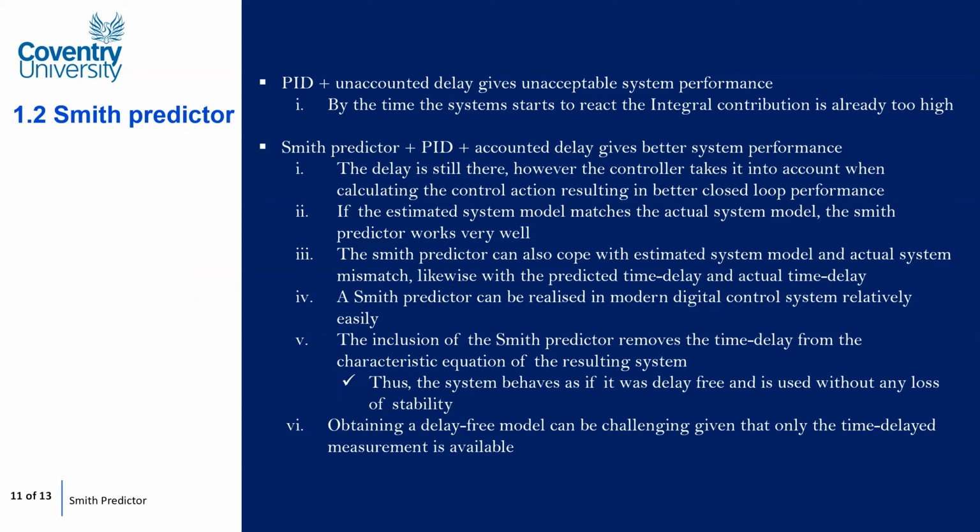So I hope that's given you an initial insight into the Smith predictor. When you've got a PID and you've got an unaccounted delay, you can get unacceptable system performance. Like I said, by the time the system starts to react, the integral contribution is already too high, and you can end up, as you saw in the initial graph, with quite a lot of oscillation on the system response. If you introduce the Smith predictor, it gives you much better system performance. However, you do need a quite good estimate of the system model and a good estimate of the transport delay.